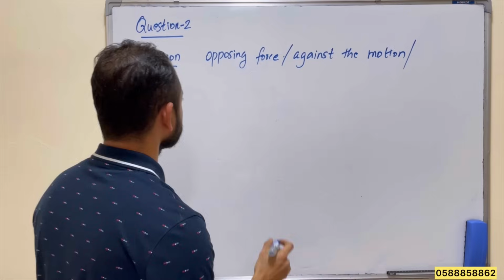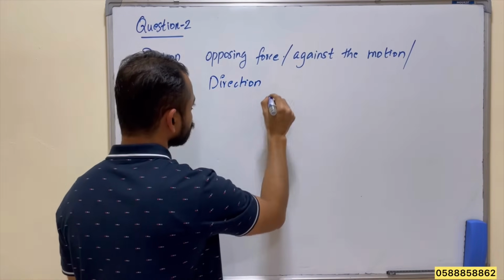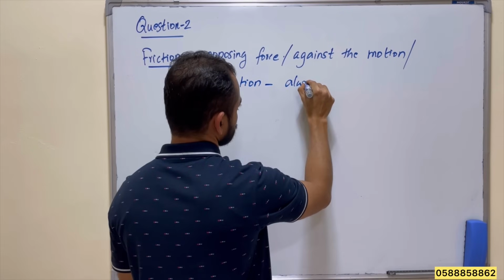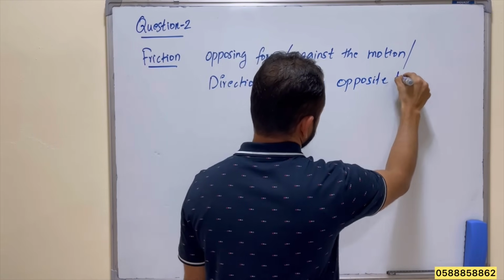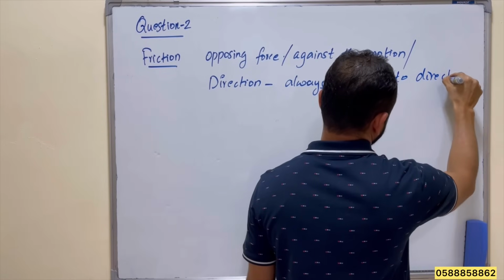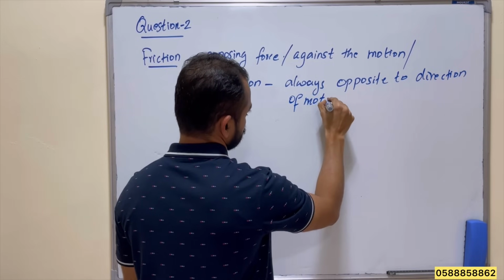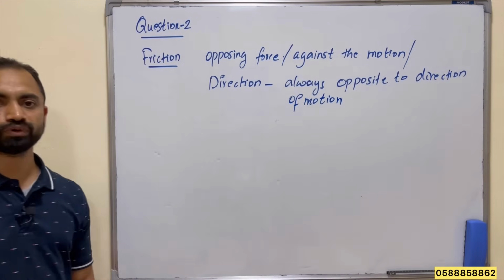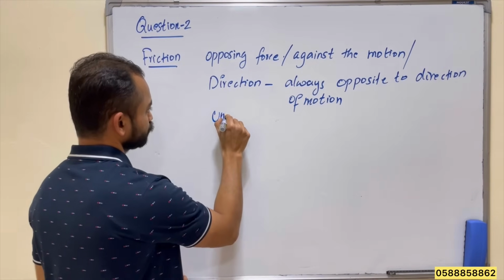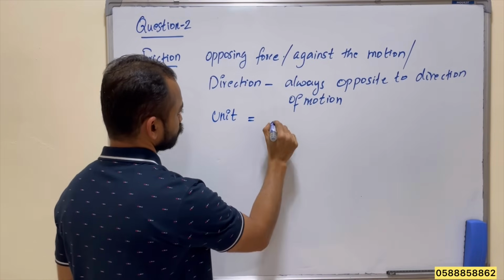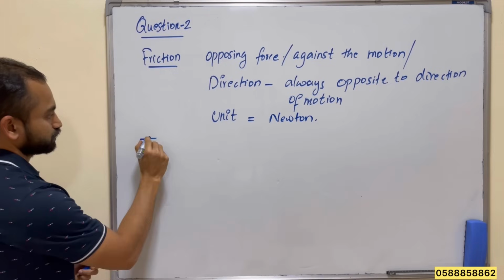That force is called the frictional force. So what is the direction of friction? Direction of friction will always be opposite to the direction of motion. Frictional force will always be opposite to the direction of motion. What else? What about the unit of frictional force? Unit of every force is Newton. Then what about types of friction?